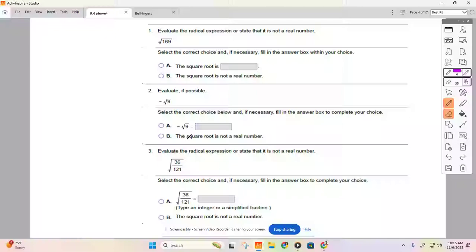Square root of 169, type that in the calculator, it is 13. For the second one, the negative is on the outside of the radical, so we leave it on the outside and we evaluate the square root of 9, negative 3. When it's a fraction like this, you take the square root of the numerator over the square root of the denominator.